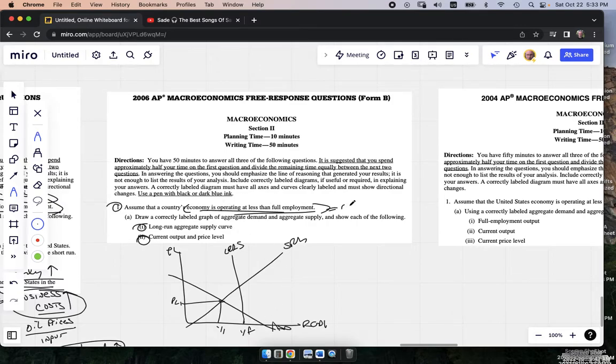We knew that was a code for recession. We drew our aggregate demand and aggregate supply with our long run, and then we showed the price level and output. Nicely done. All right, and that is our recessionary gap.